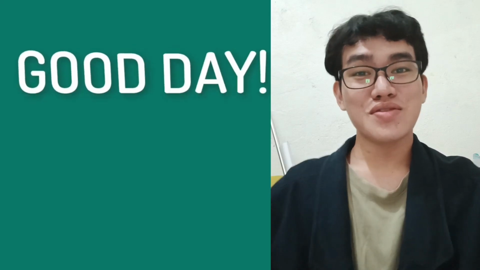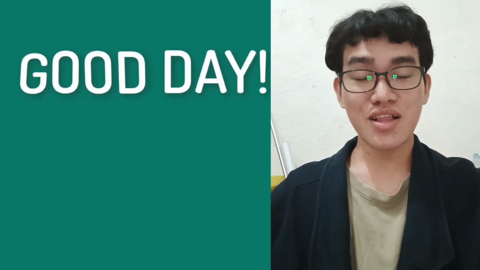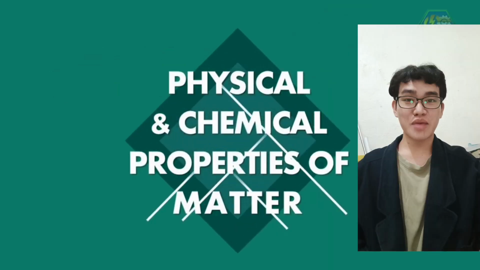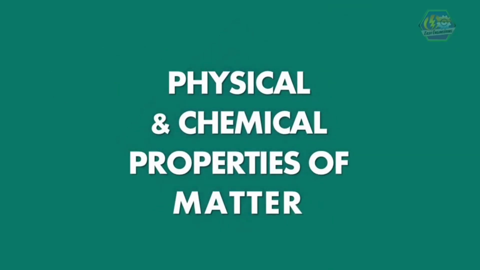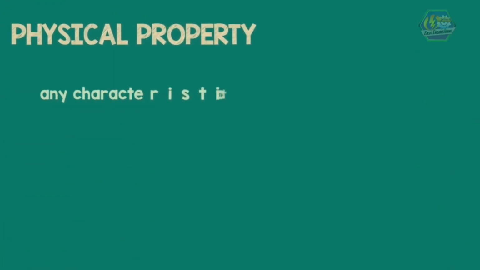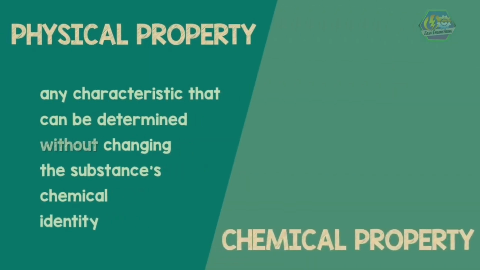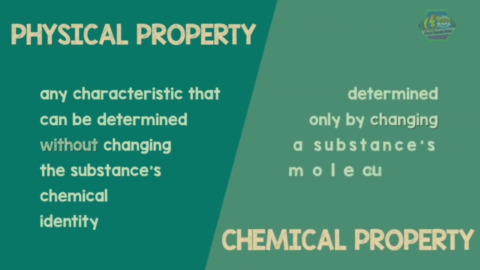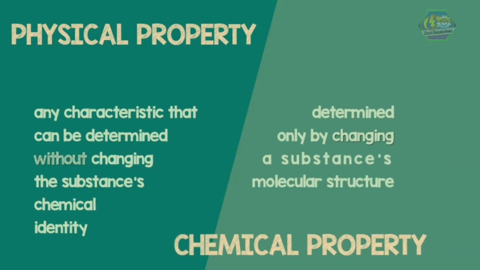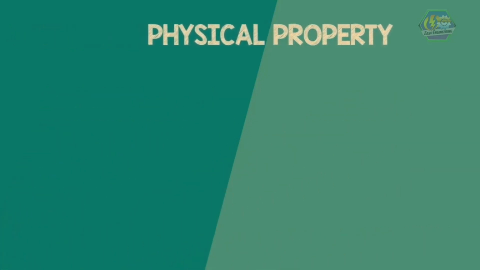Good day, class. Today, we're talking about physical and chemical properties of matter. Matter has physical and chemical properties. A physical property is any characteristic that can be determined without changing the substance's chemical identity, while a chemical property is determined only by changing a substance's molecular structure. We will go into details on both properties, but first, we will talk about the physical property.